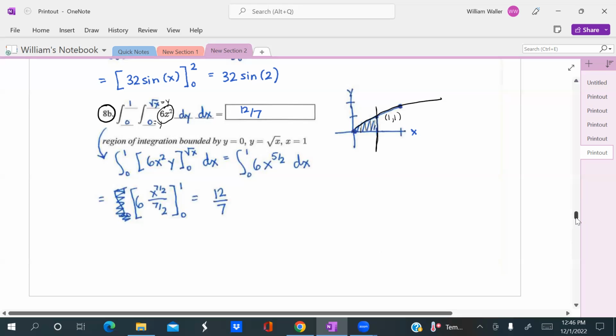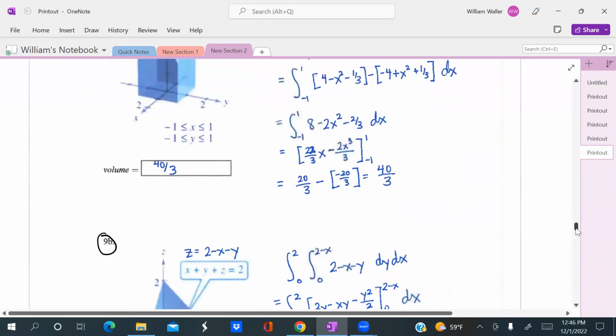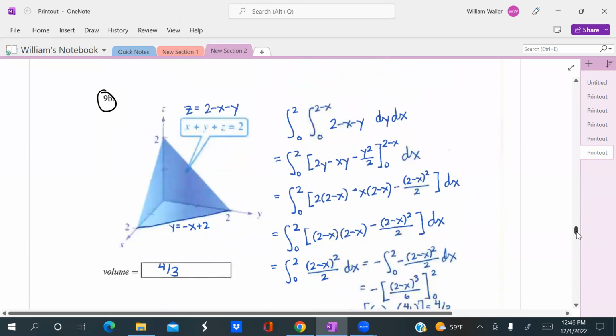Okay, well, we're getting close here. Let's see what we have left. And now we get to sort of the meatiest problem here, which is we want to calculate the volume using a double integral.